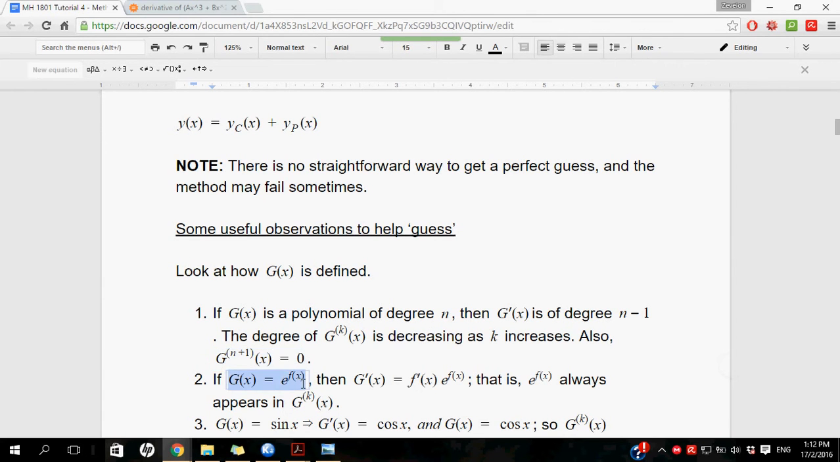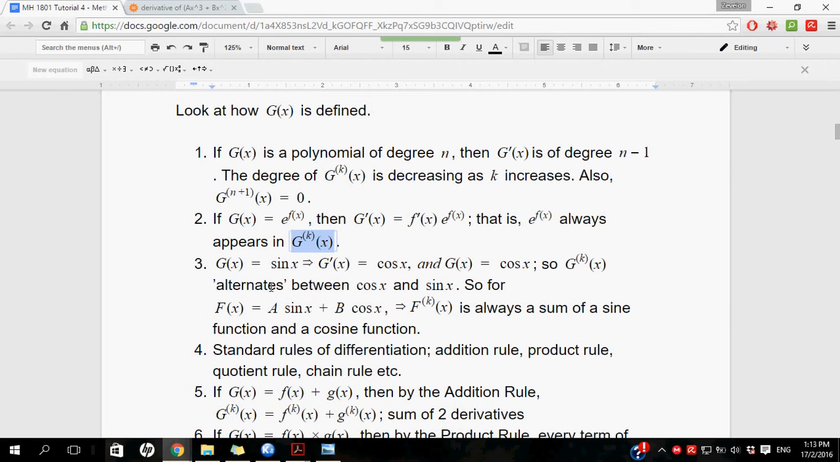Additionally, let us suppose that g(x) is defined in terms of an exponential function, e to the power of f(x). Then, by looking at what happens when we take derivatives, we will see that we end up producing e to the f(x) in every one of our derivatives. That is to say, no matter how many times we take the derivative, e to the f(x) is always going to appear inside of, say, the kth order derivative.